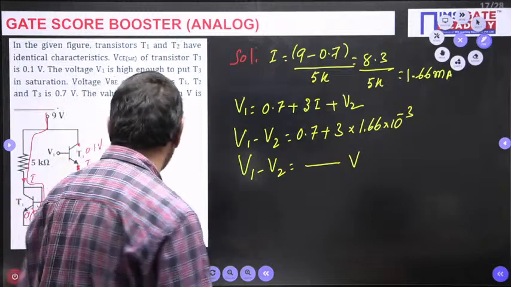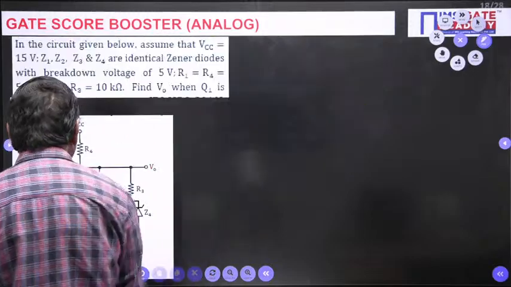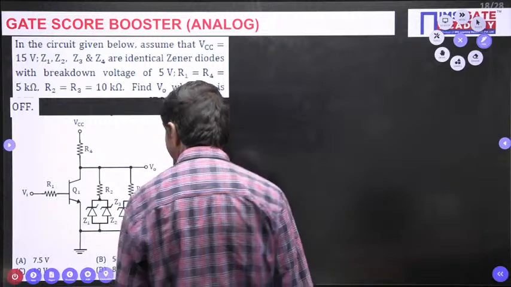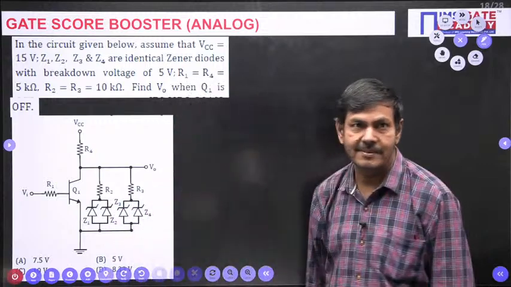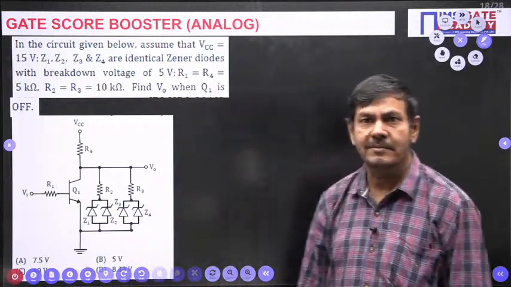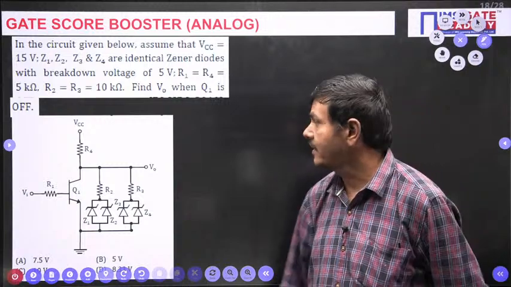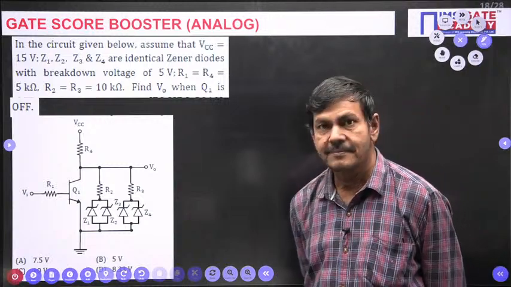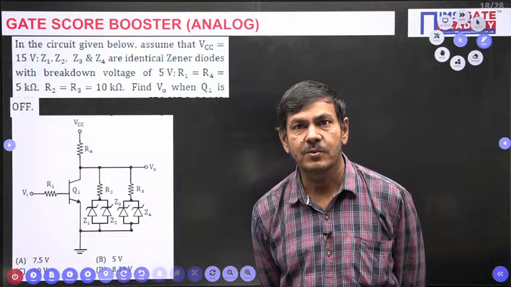Next problem I will give now. Yes, can anybody tackle this question? It's a very good question. This is one of the good questions. Any student can do this problem.